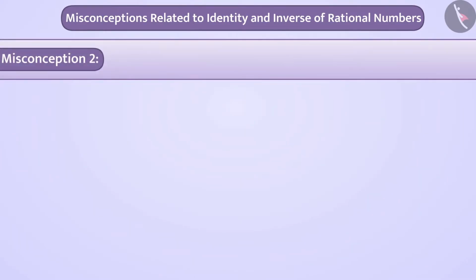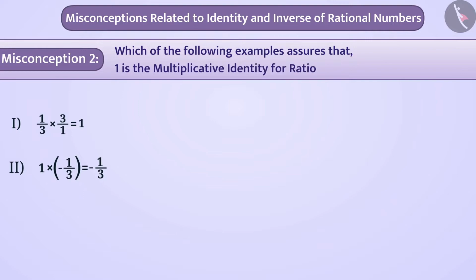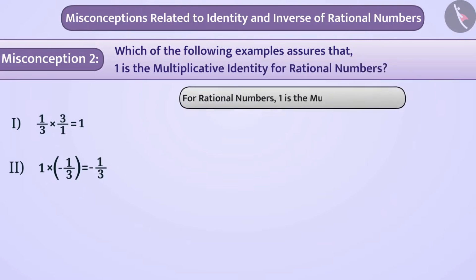Misconception 2. Which of the following examples assures that 1 is the multiplicative identity of rational numbers? For rational numbers, 1 is the multiplicative identity. Many students just memorize the concept of multiplicative identity. They do not understand its meaning.